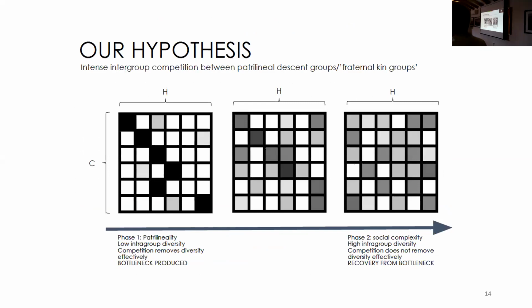So how did we go about this? This is a massive simulation study. We postulate that there is a continuum between patrilineality, low intra-group diversity, and competition removes diversity. So if we have a set of HY chromosomes, I'm going to call them H because we use the term haplotype to describe the genomes of the Y chromosome, and we have this many culture groups. In fact, we choose 500 of those and 100 of those for our simulations.